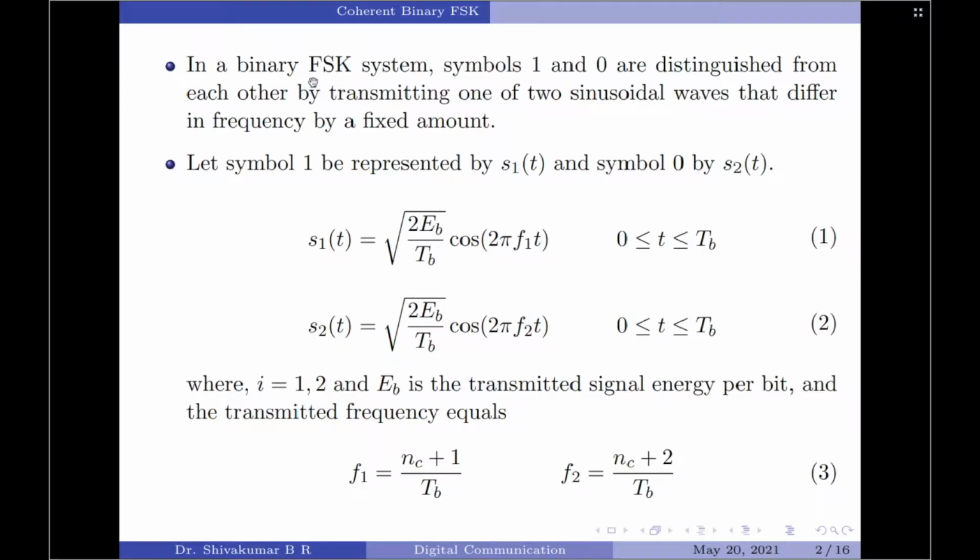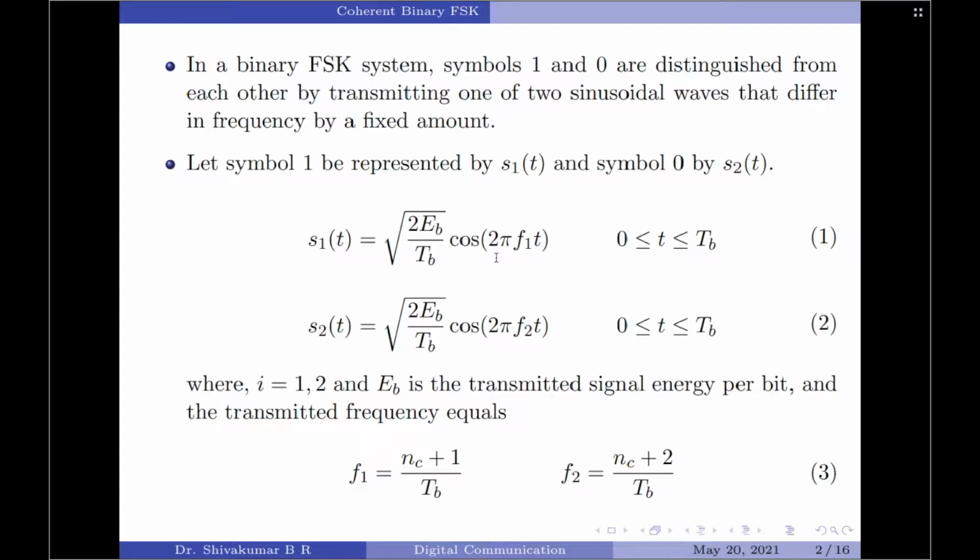Please note, since it is a frequency shift keying technique, the two signals S1 of t and S2 of t differ with respect to their frequency. Further, Eb stands for the transmitted signal energy and Tb stands for the bit duration. The values of the carrier frequencies f1 and f2 can be given by f1 equals (nc plus 1) by Tb and f2 equals (nc plus 2) by Tb, where nc is any integer. Now, by looking into equations 1 and 2 carefully, we will see that the signals S1 of t and S2 of t are orthogonal in nature, but however, they are not normalized to have unit energies.